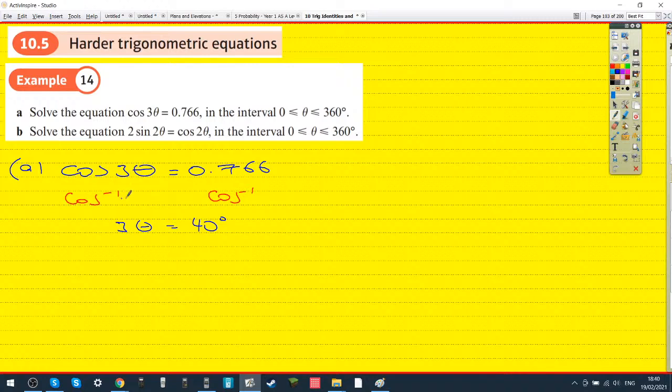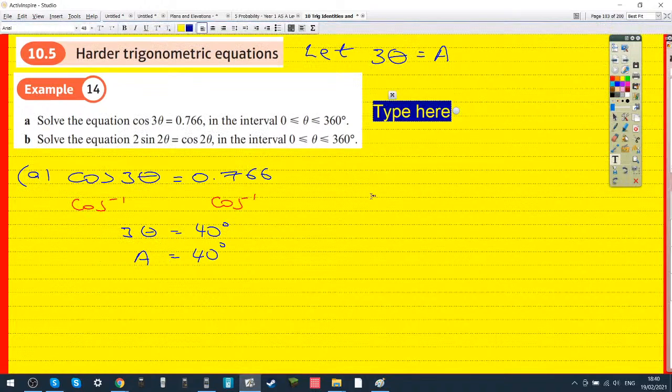The way you deal with it is, right from the very beginning or at any point, up until now we've just been doing cos theta, sine theta, tan theta. If you have anything else, let, in this case, 3 theta be equal to A. And so A is equal to 40 degrees. Now let's get all of the solutions and we can change it back at the end. I'll show you why.